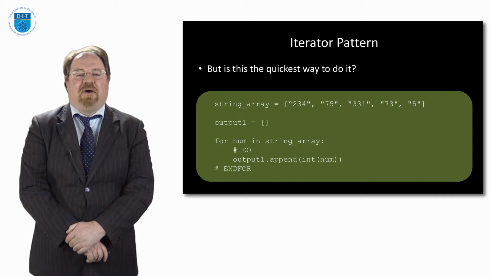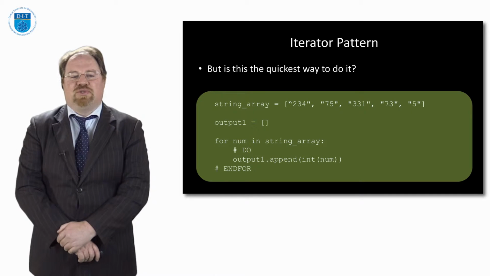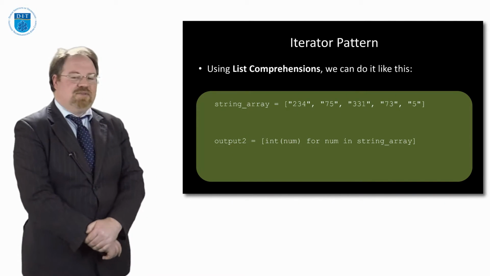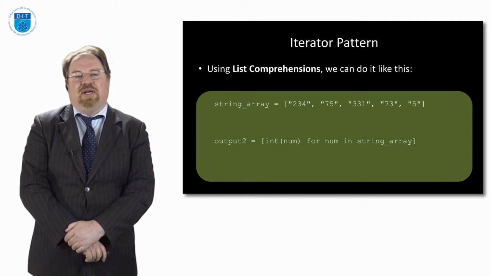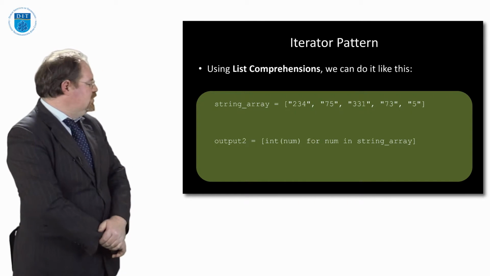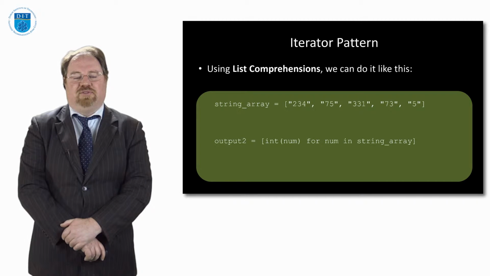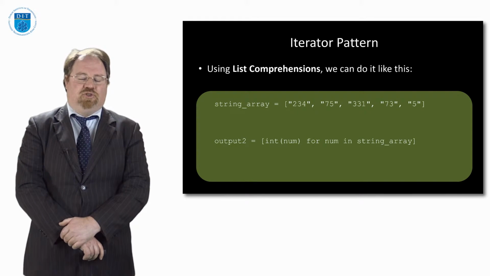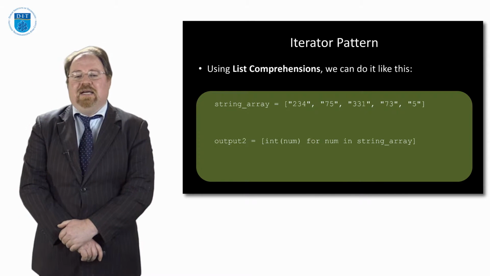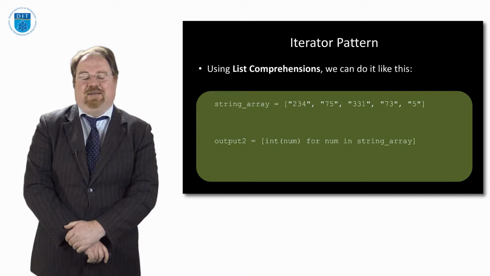Well, probably not. If we look at the code there, we can reduce it down to 1 line by doing this. So in this version of it, we say create an output list, output 2, open square bracket, and then close square bracket, which means give me the start and the end. And in between the open and close square bracket, we have 2 things. We have what we're going to do to each element. What we're going to do to each element is convert it to an int, and then how we're going to do it, we're going to go visit each element in the list and call that element num.